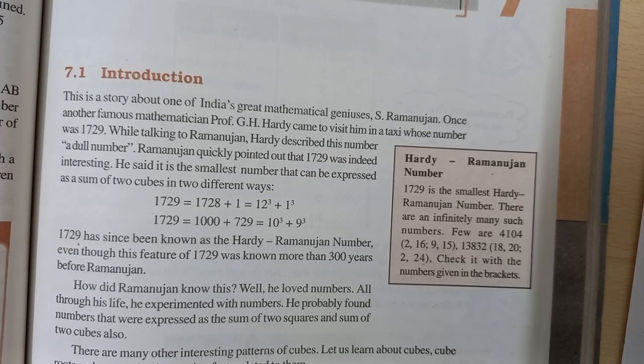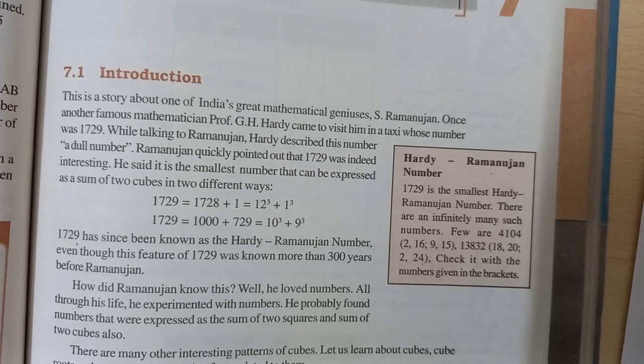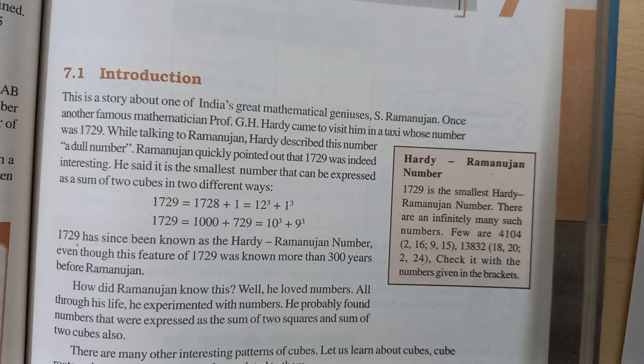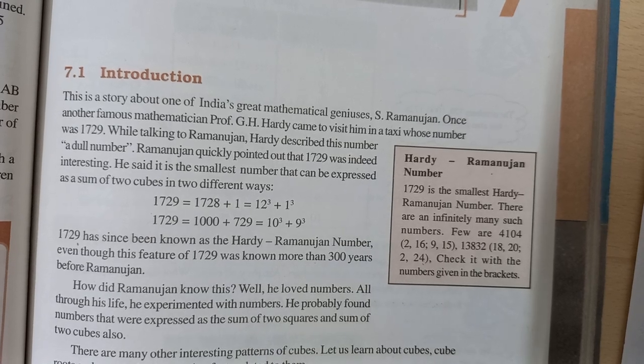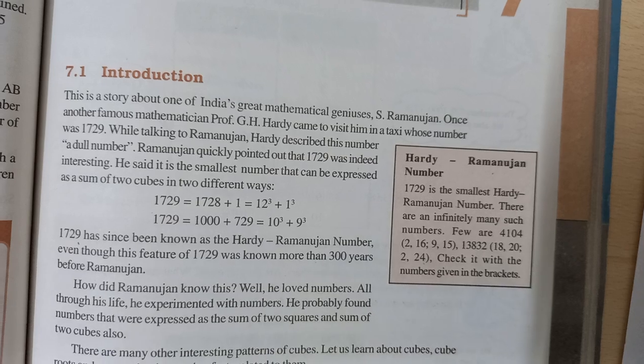Ramanujan quickly pointed out that 1729 was indeed interesting. He said it is the smallest number that can be expressed as a sum of two cubes in two different ways. You can check, okay? 1729.